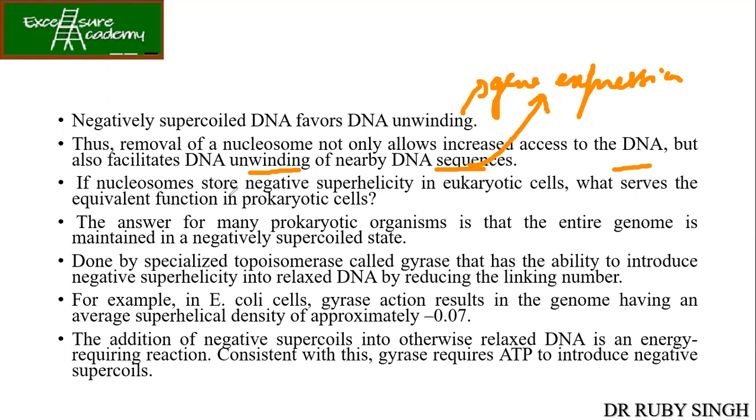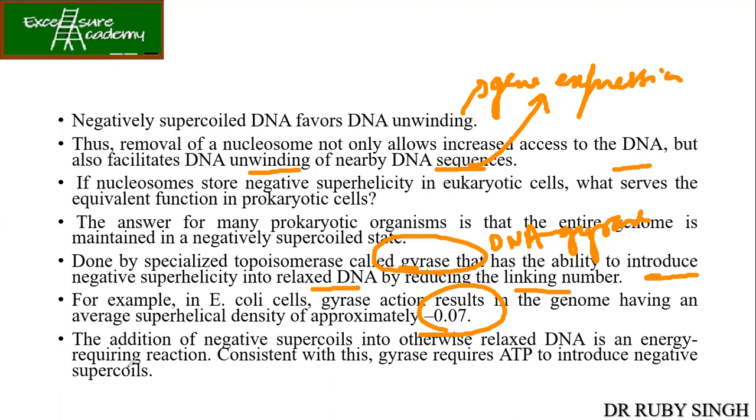Now, nucleosomes store negative superhelicity in eukaryotes. What about the prokaryotes? In the case of prokaryotes, we have got another enzyme called gyrase. In a few references, it is also mentioned as DNA gyrase. This enzyme has the ability to introduce negative superhelicity into the relaxed DNA by again reducing the linking number. How does it do this? For example, in the case of E. coli, it is going to reduce by minus 0.07 times.